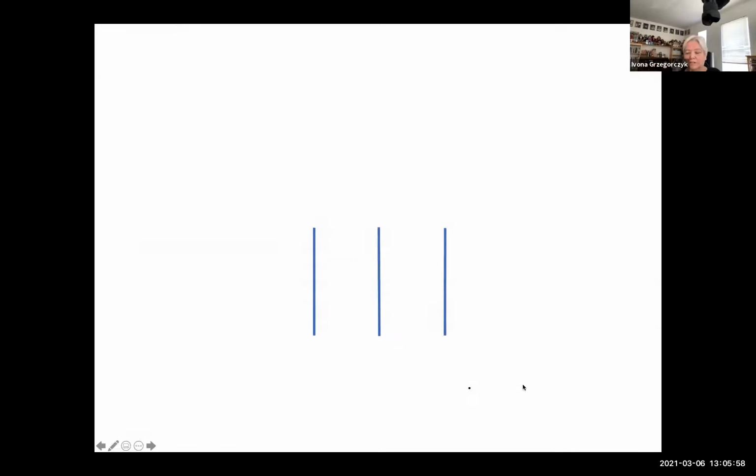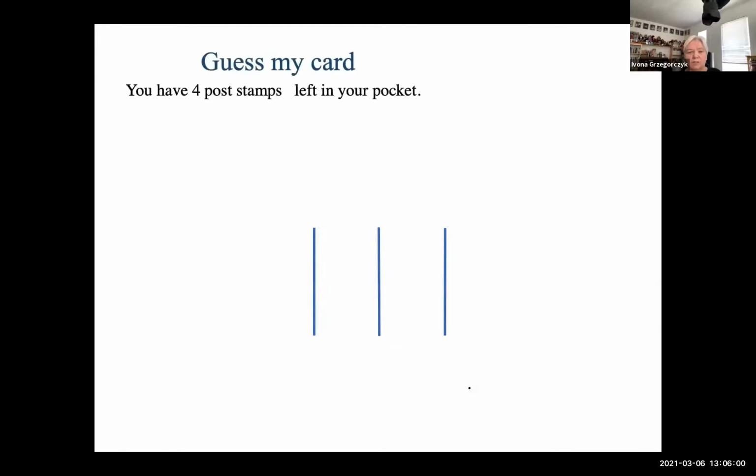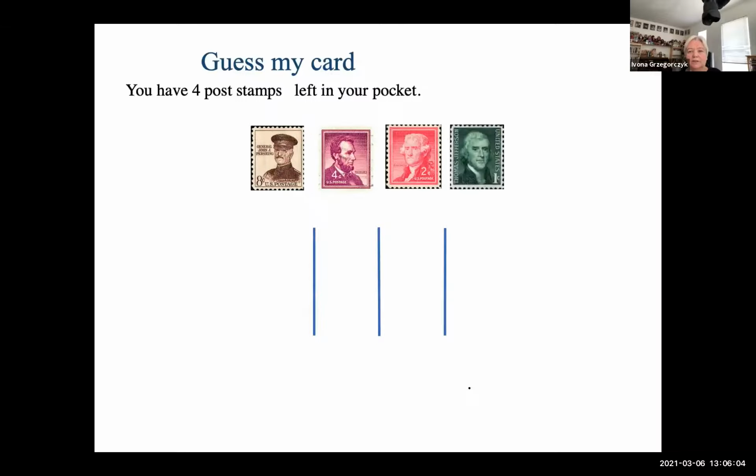Now we'll try something a little bit different. And all these things that I'm showing you will add up to something at the end. So let's say that you have 4 stamps. This stamp is 1 cent, this stamp is 2 cents, this stamp is 4 cents, this stamp is 8 cents. So the first question is, I want to mail a letter that you have to pay 11 cents for. So how do I pay for it?